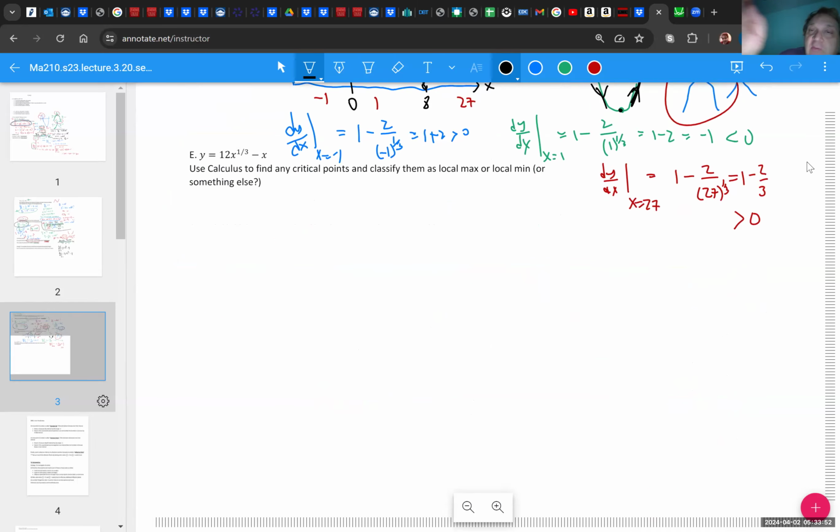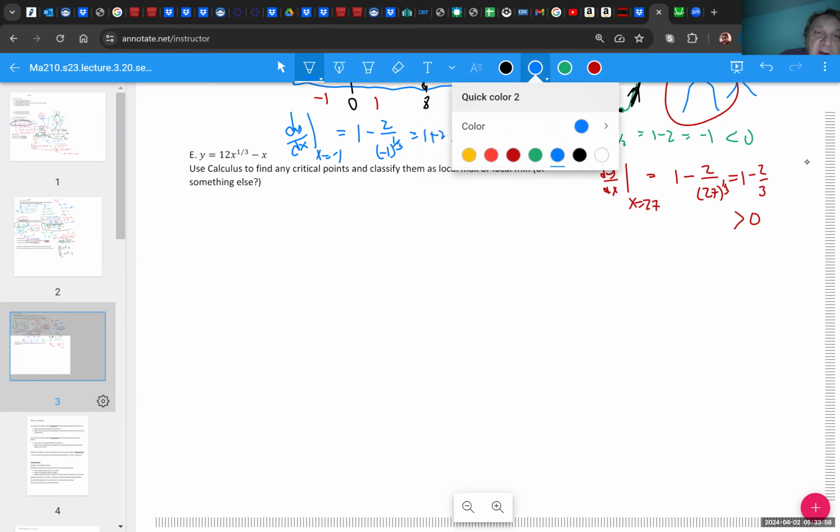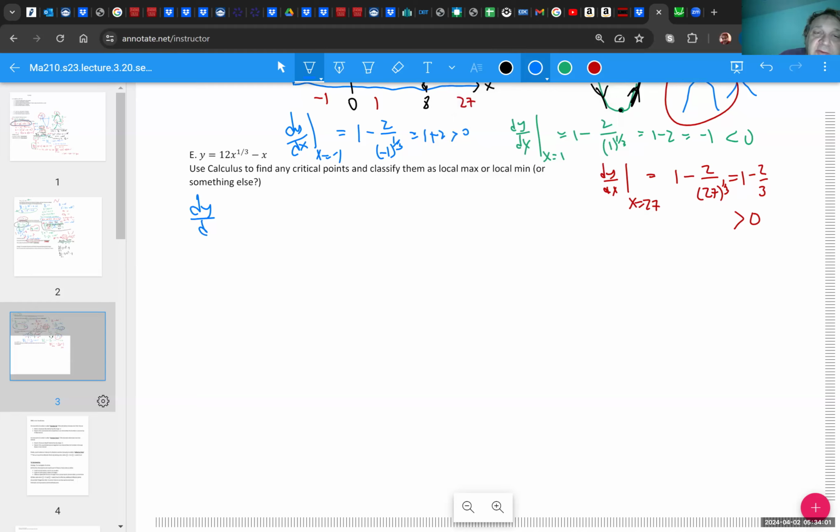All right, so enough overthinking. Let's just go ahead and do the math. Let's find the derivative and therefore the critical points. All right, so dy dx. Again, I'm not going to go through all the steps of how to find the derivative. It's 12 times 1/3 is 4, x to the negative 2/3 minus 1. And I have to find out when that's equal to 0. And I also have to find out when it's undefined.